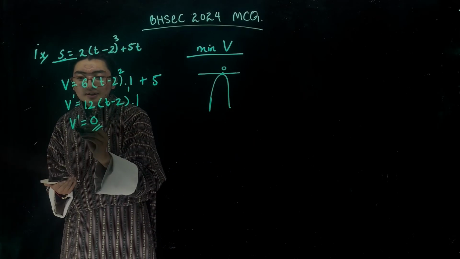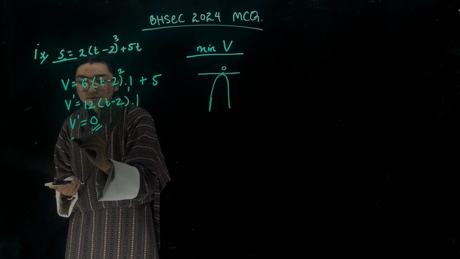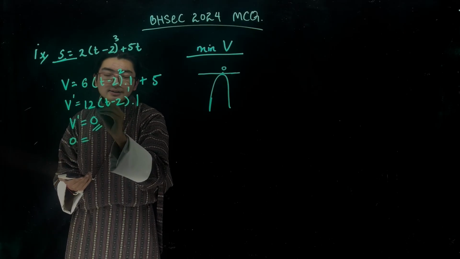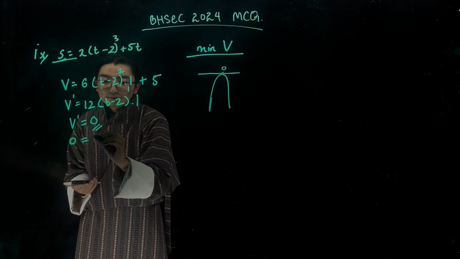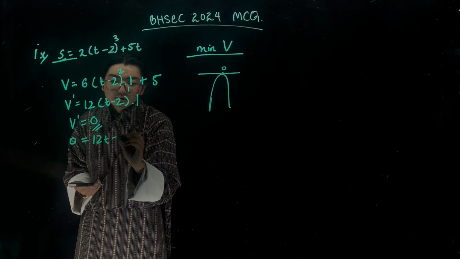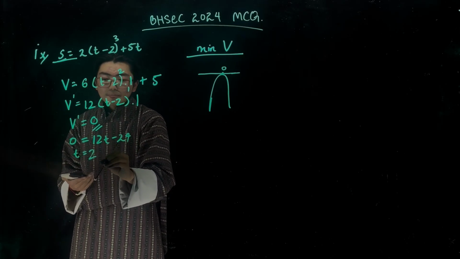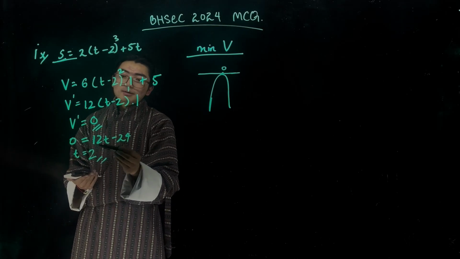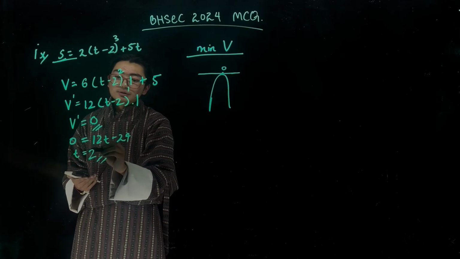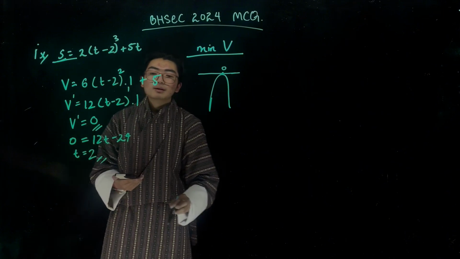So again, we substitute instead of v prime or acceleration. So 0 equals 12(t minus 2). Again, let's multiply this inside the bracket. So we get 12t minus 24. And after calculating it, we get t equals 2. So velocity is either maximum or minimum at point 2, or at time 2.